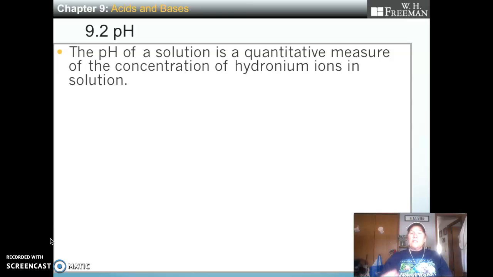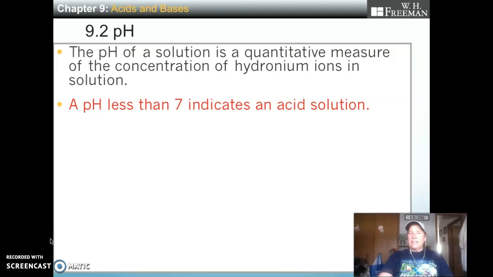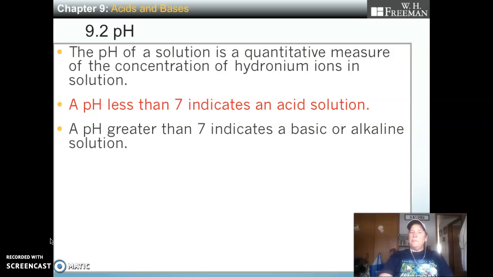So what they did was they took these concentrations, and they took the logarithm of them so that it was a number from 0 to 14. So if I say the pH is 8, you can say, oh, that's a base. Because for pH, 0 to 7 is an acid, above 7 is a base, and if you're right at 7, that's neutral. So when you're talking about pH, you're talking about the amount of hydronium ions. Again, if the pH is less than 7, it's an acid. If it's greater than 7, it's a base, or sometimes you'll hear alkali. And if it's right at 7, it's neutral.